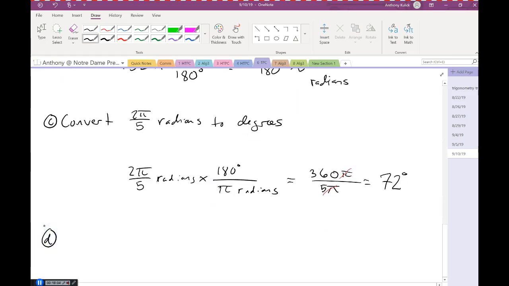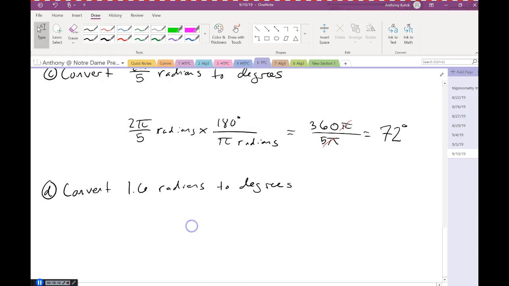Okay. So remember, a radian is just like an arc length. So those radians could be written in terms of pi, or they could just be written as a decimal. So maybe I want to convert 1.6 radians to degrees. So again, I'll start with the measurement that I'm given. And I'm going to multiply that by what conversion factor? 180 degrees over pi radians.